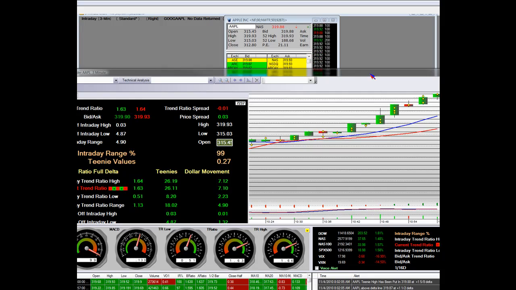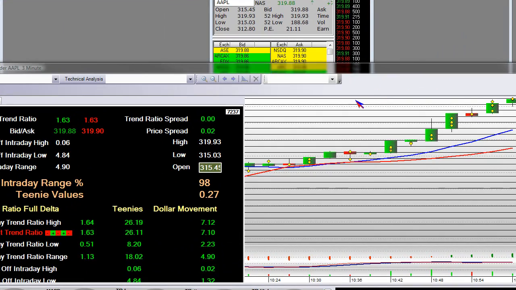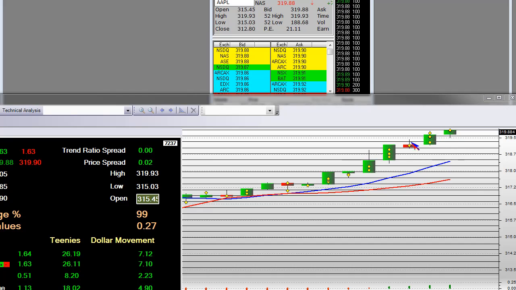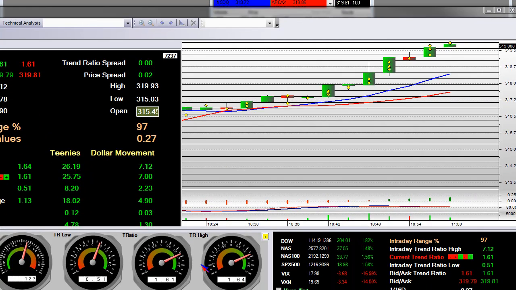Hey, MMTs, this is our second take on that breakout. We're still breaking hard. Once again, you're still thromboning there, MMT. Over here, you're making a higher trend ratio high in the gauge. You just hit 1 point dot ratio high.